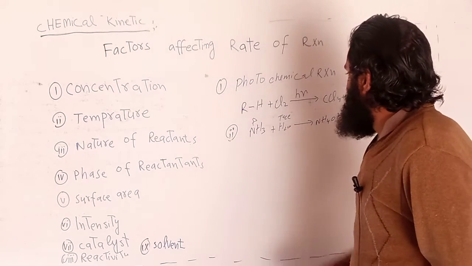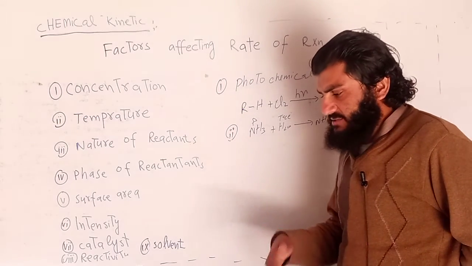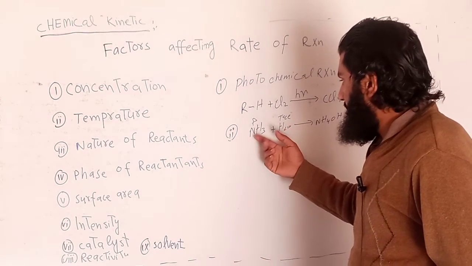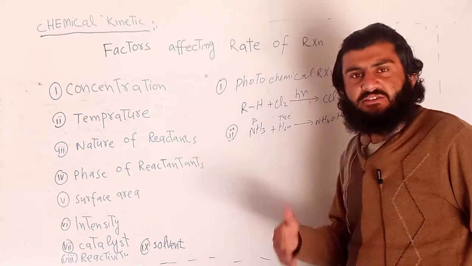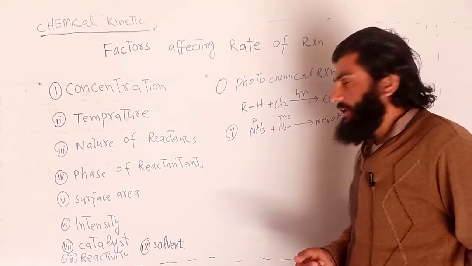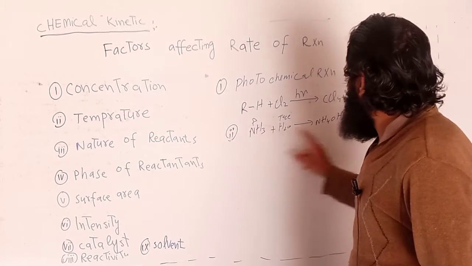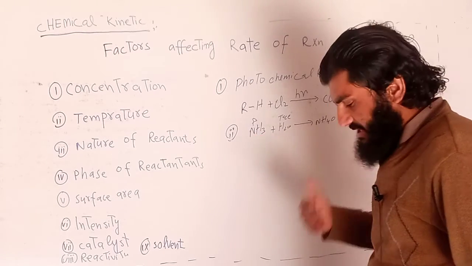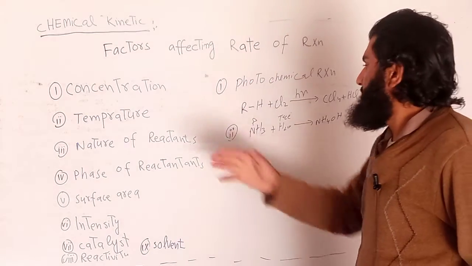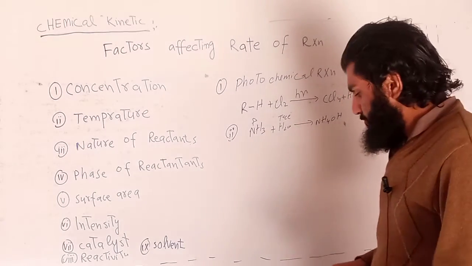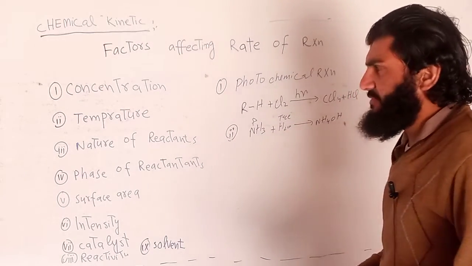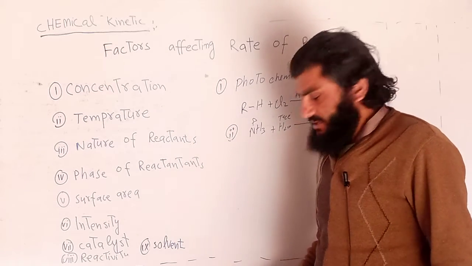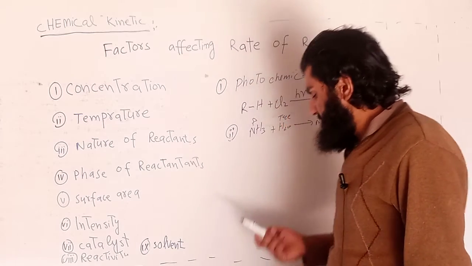Another type: there are some reactions where, when we increase the concentration of one type of reactant, the rate of reaction increases. Clear? For example, if we increase the concentration of NH3, the rate of reaction also increases. So these are all about concentration, but there are some other types of reactions where, when we increase the concentration, the rate of reaction also increases.